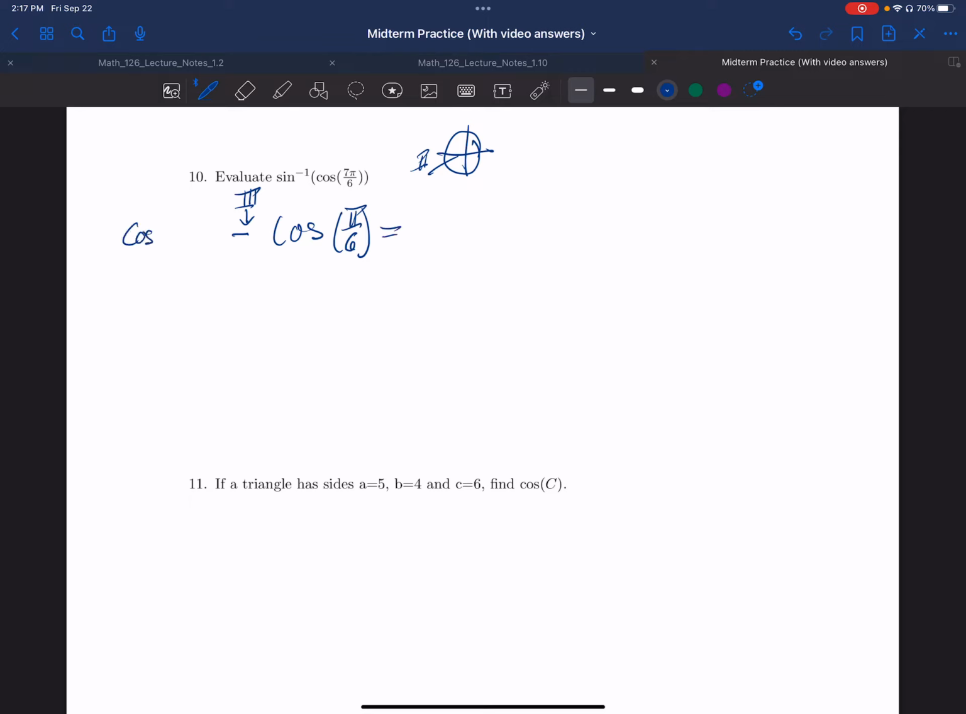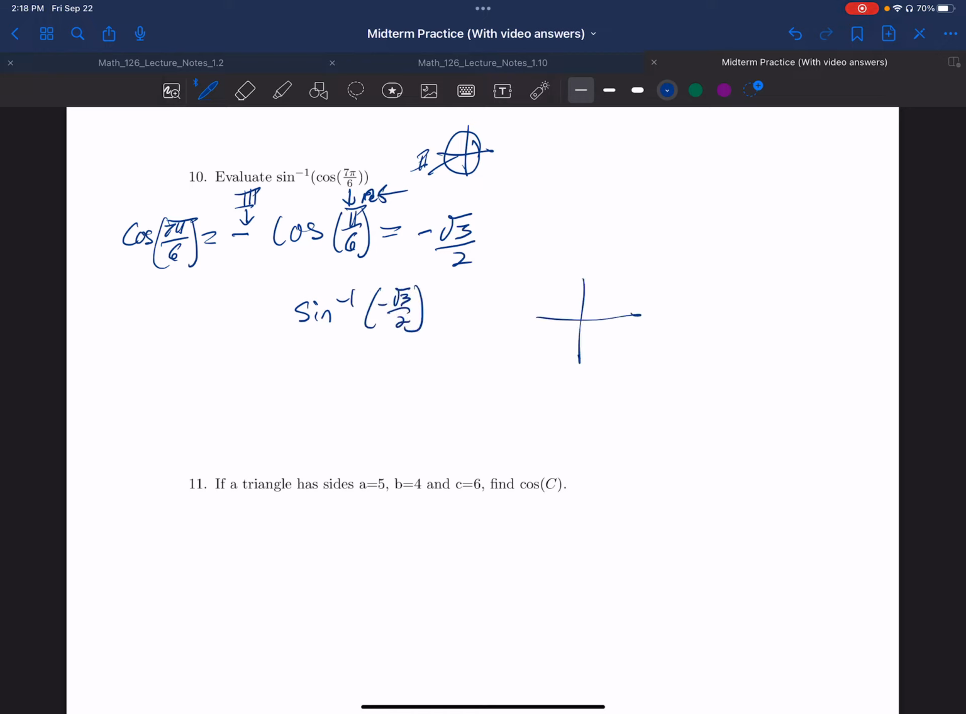Let me write this out. Cosine of 7 pi over 6, just to be clear, is equal to minus, and then here's my reference angle. So minus that, so that gives me minus square root 3 over 2. All right, then we take the inverse sine of minus square root 3 over 2.